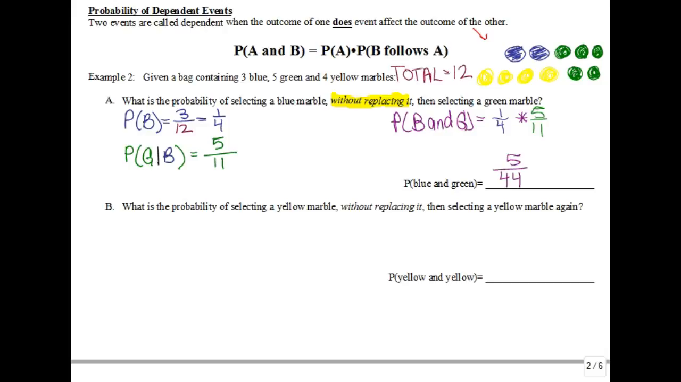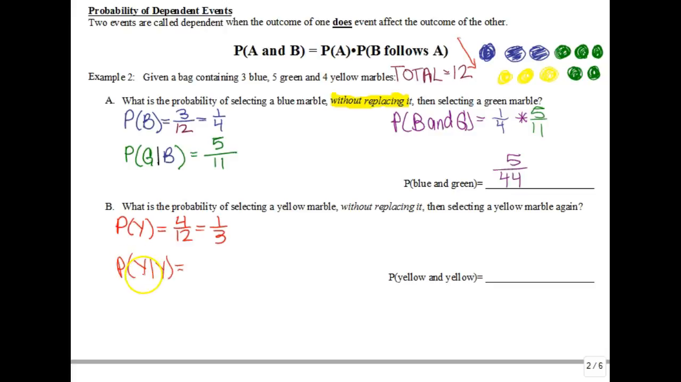Let's take a look at what happens with the yellow marbles. We are back to our 12 marbles. What is the probability of selecting a yellow marble? The probability of selecting a yellow marble is 1/3. Now we are going to take that marble out of the bag. And now find the probability of finding a yellow marble now.